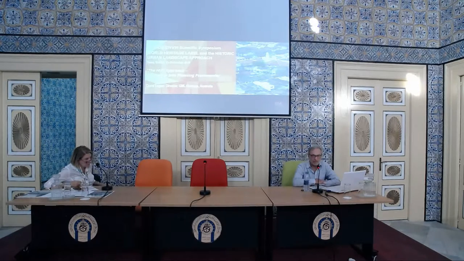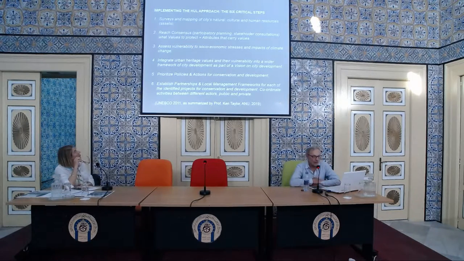UNESCO's approach, the HAL approach, is clear in the six steps that should be taken, but it is not clear as to what those six steps actually mean. And I want to talk today about the way that Georgetown in Malaysia, a World Heritage City, has implemented the HAL approach in their planning instruments. And I think they've done it very successfully, so I wanted to talk about that.